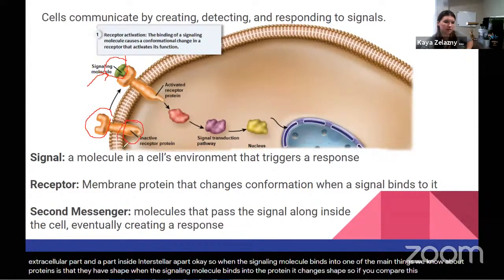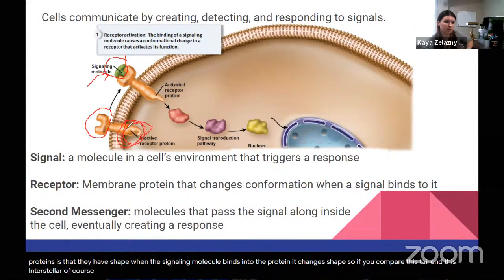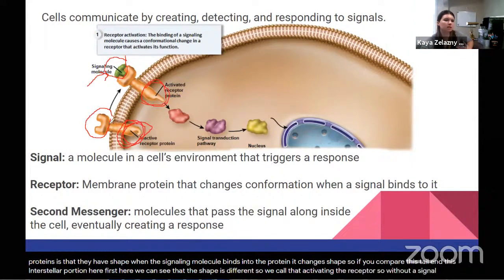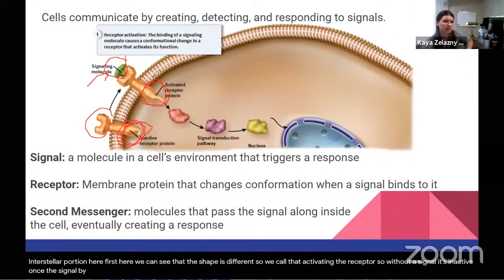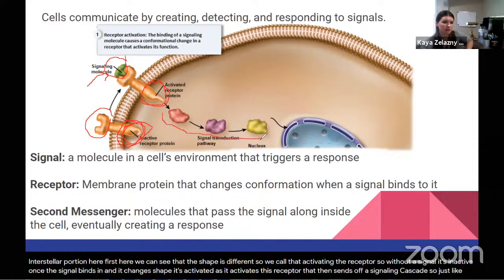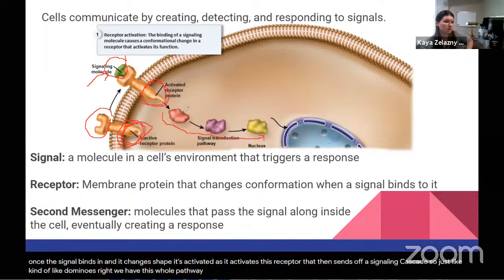So if you compare this tail end, this intracellular portion here versus here, we can see that the shape is different. So we call that activating the receptor. Without a signal, it's inactive. Once the signal binds in and it changes shape, it's activated. As it activates, this receptor then sends off a signaling cascade, kind of like dominoes, right? We have this whole pathway, all sorts of chemical processes that happen as a result of this receptor being activated.